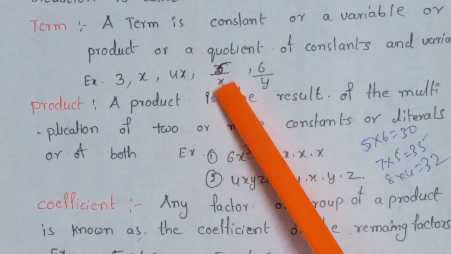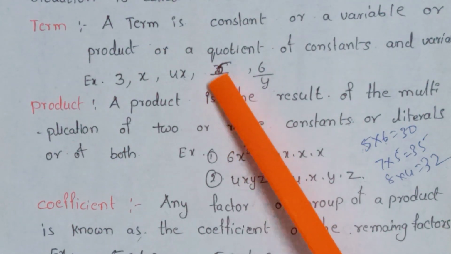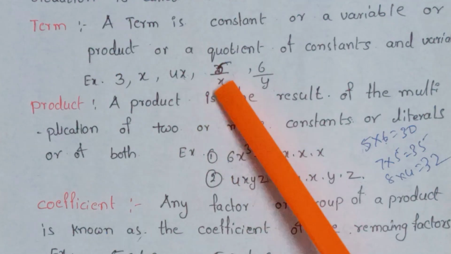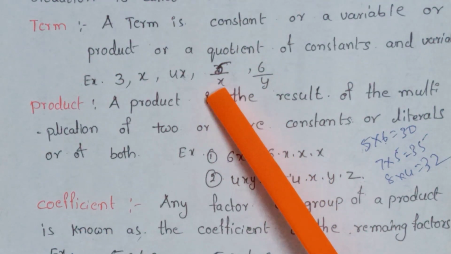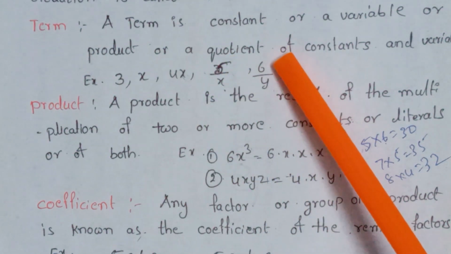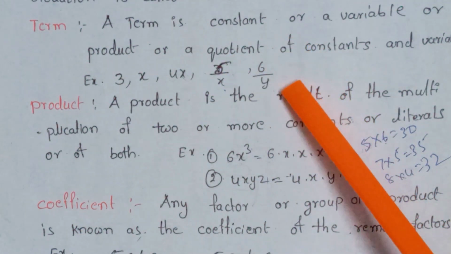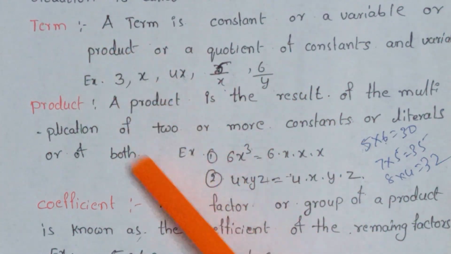And what is the quotient? When one number is divided by another number, we get some answer, that is the quotient. So here the quotient of constant by variable, the quotient of 6 by y. So these are all called terms.